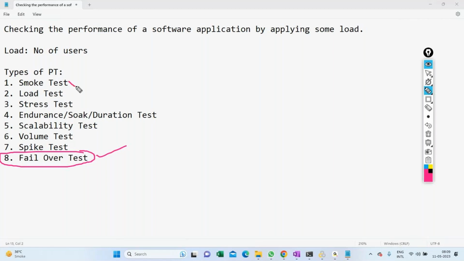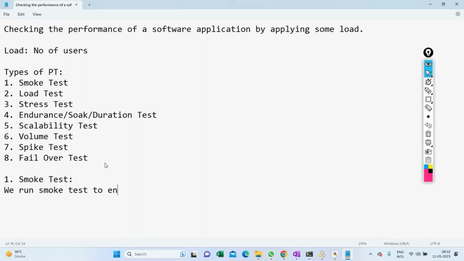The first one is smoke test. Smoke test is a basic test that we do. Let's say before you run a load test, or before you run a stress test, or before you run an endurance test, we will run a smoke test. We run a smoke test to ensure that the end-to-end scripts are working fine.